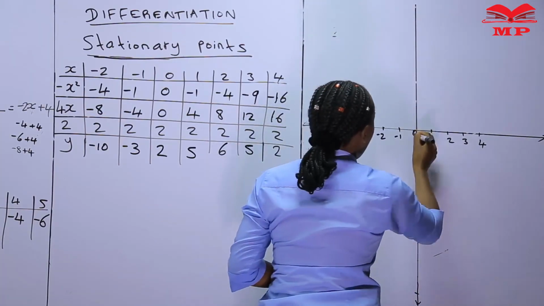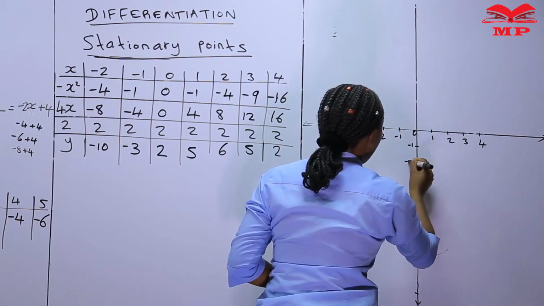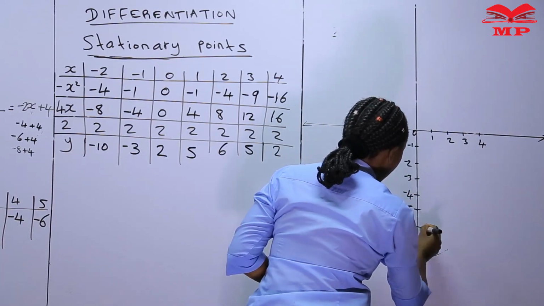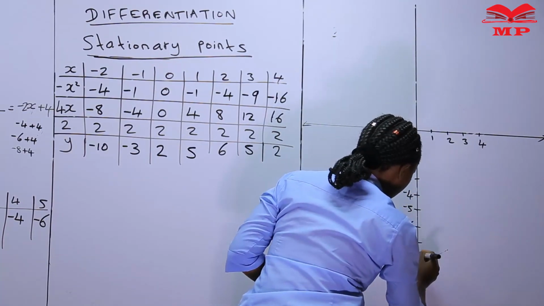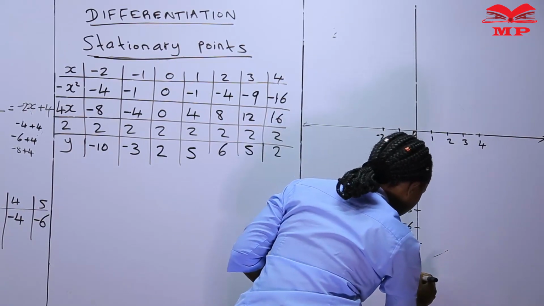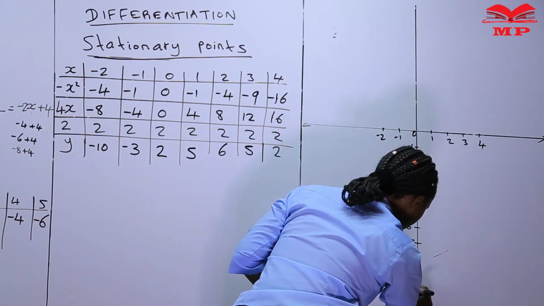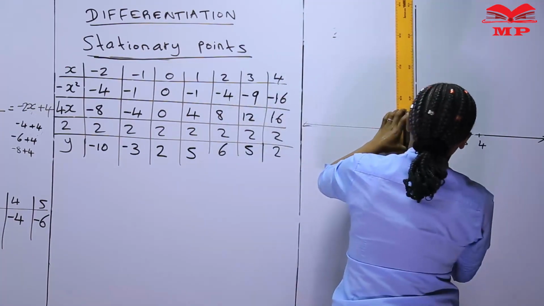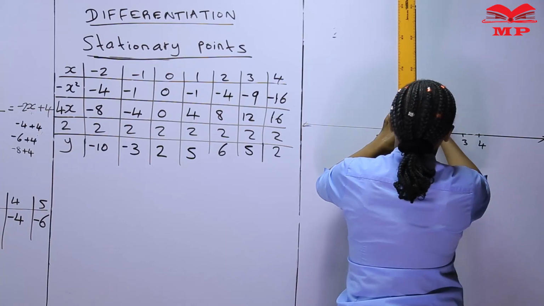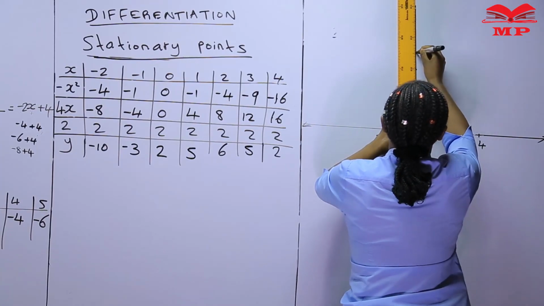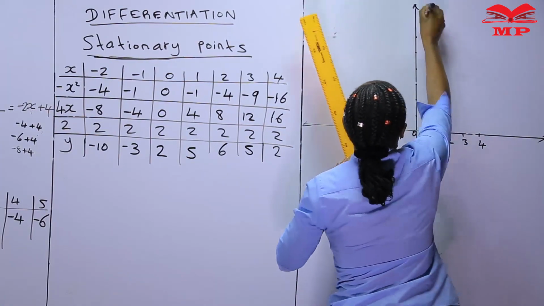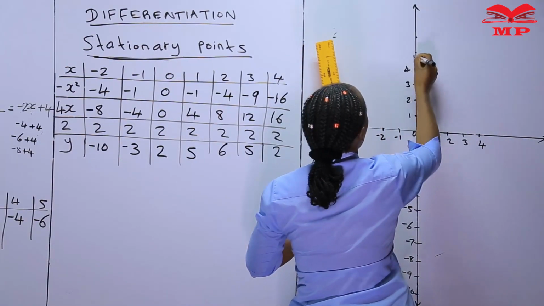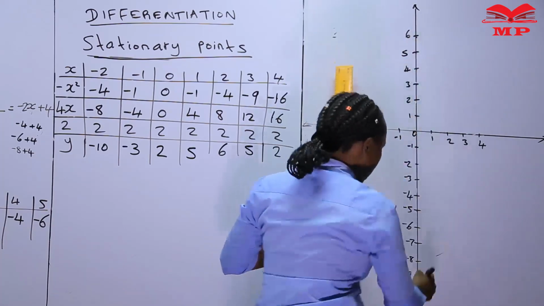So we have negative 1, negative 2, negative 3, negative 4, negative 5, negative 6, negative 7, negative 8, negative 9, negative 10. Then on the positive side we have 1, 2, 3, 4, 5, 6. So that is our y-axis.